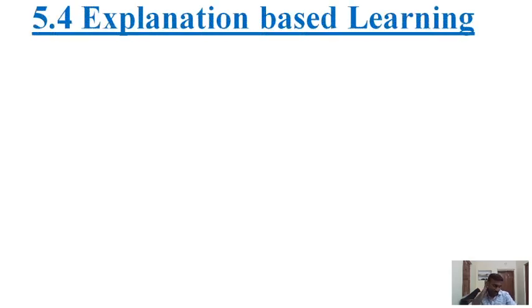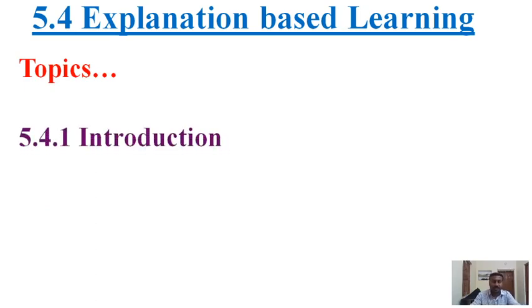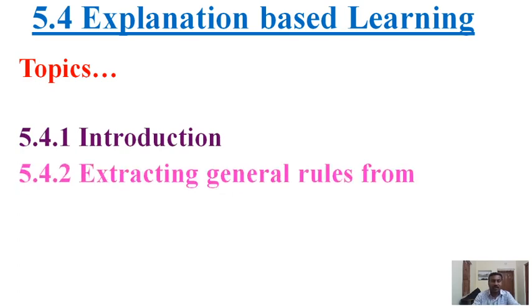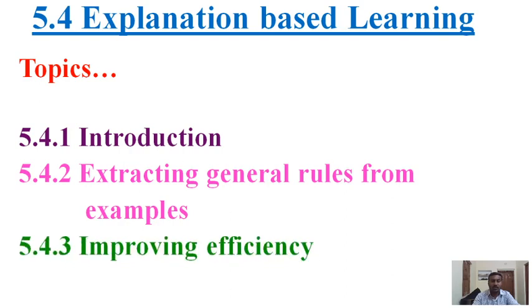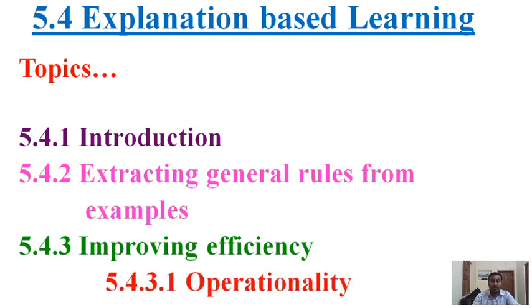Today we are going to discuss the fourth concept in fifth unit. It's nothing but explanation based learning. So what is meant by this explanation based learning? Before entering into the concept, what are the topics in this concept? The first one is introduction, the second one is extracting general rules from examples, and the third one is improving the efficiency. Inside of this one we have another point called operability. So these are the three most important concepts that exist in explanation based learning.